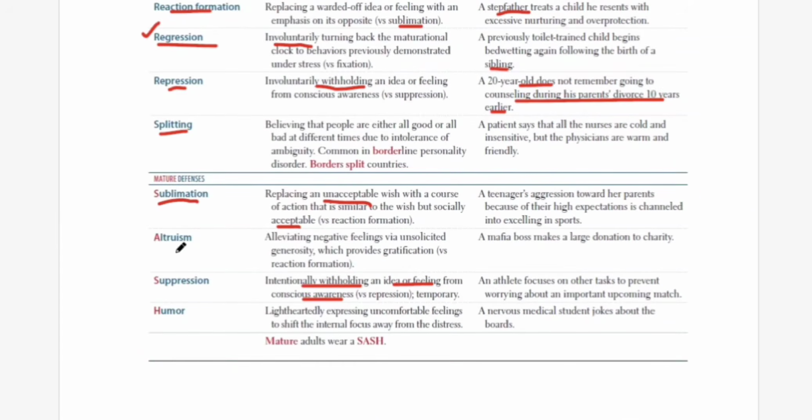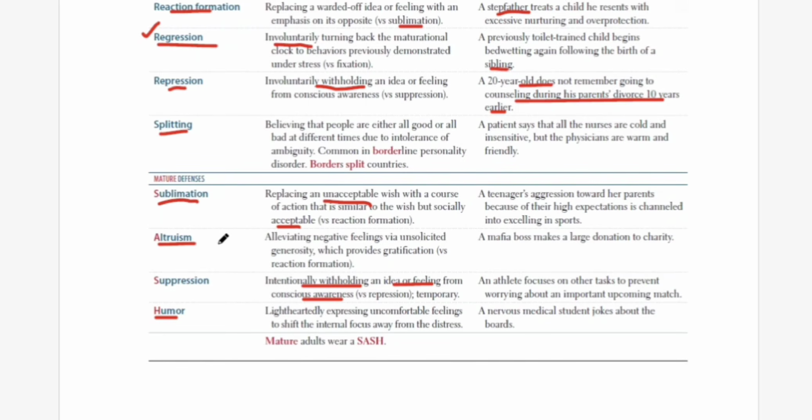So we have two left here. One is altruism, the second is humor. These are the mature responses. In altruism, basically, someone reduces their own negative feelings by doing some good for others, like you are hiding your bad deeds and showing some good deeds, right?